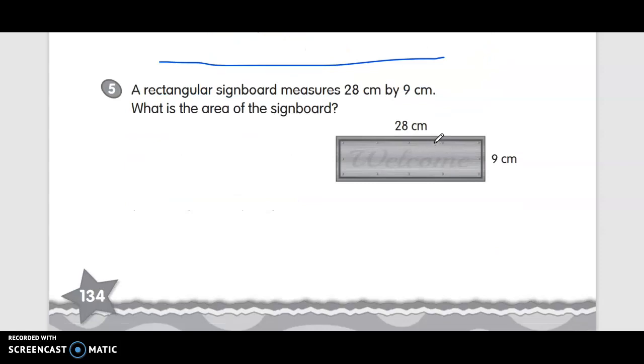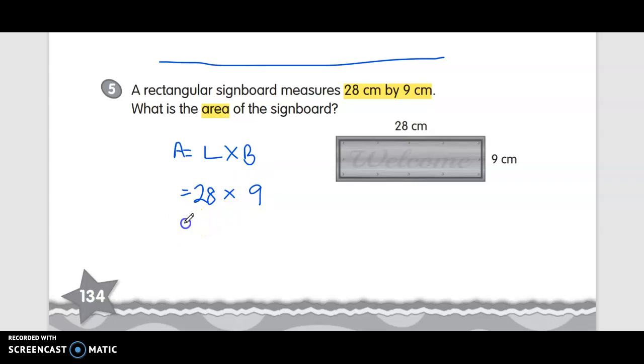A rectangular signboard measures 28 cm by 9 cm. By means the side, the other side. Okay, this by this. That's how they say in measurement. Okay, so what is the area of the signboard? Same thing, let's highlight this. So it's 28 by 9. Okay, so we need to find the area. Same thing, area. So this is a rectangle, right? So equals length times breadth. So what is the length? 28. And what is the breadth? 9.